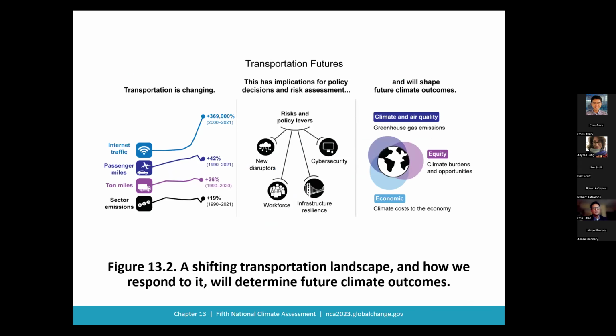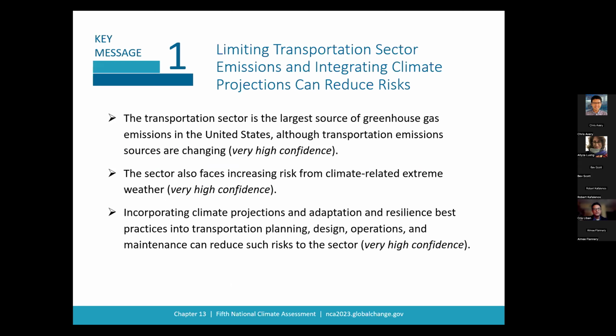In terms of the changes in transportation, we have provided here in our figure 13.2 the shifting transportation landscape, and how we respond to it will determine future climate outcomes. In the previous assessments, the internet and data through the internet were not as prevalent and not as significant as we're seeing right now in terms of how transportation is not only operated but also built and maintained. This has implications for policy decisions and risk assessment, and therefore, in terms of climate and air quality, equity, and economic benefits, has implications for the future.